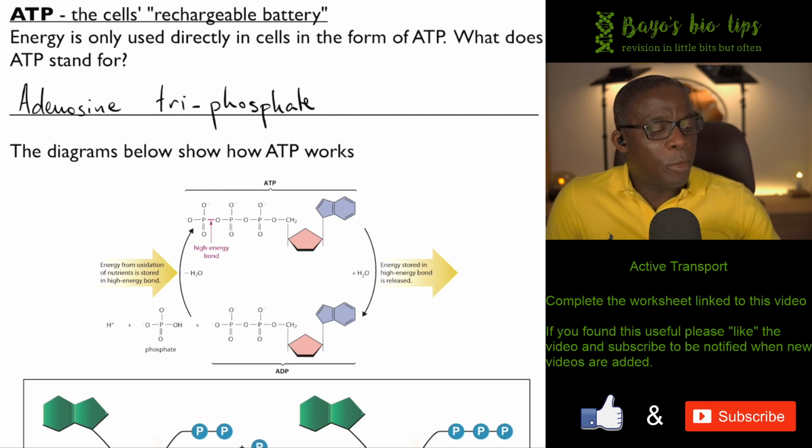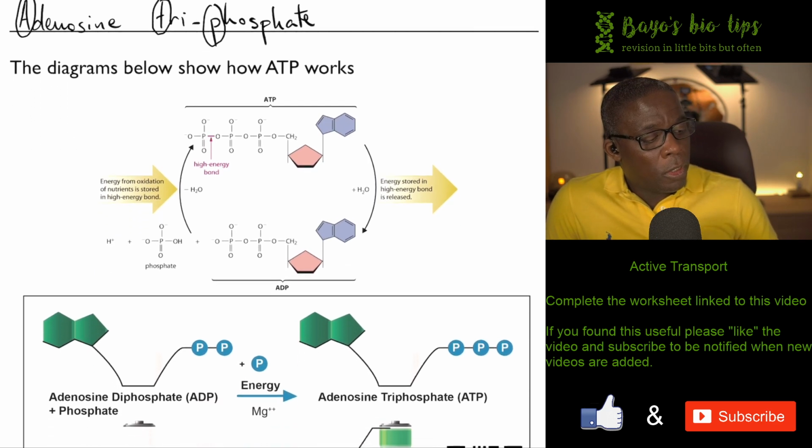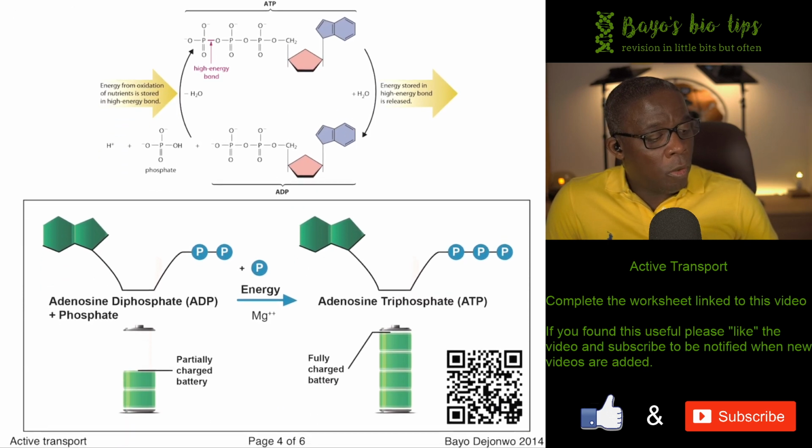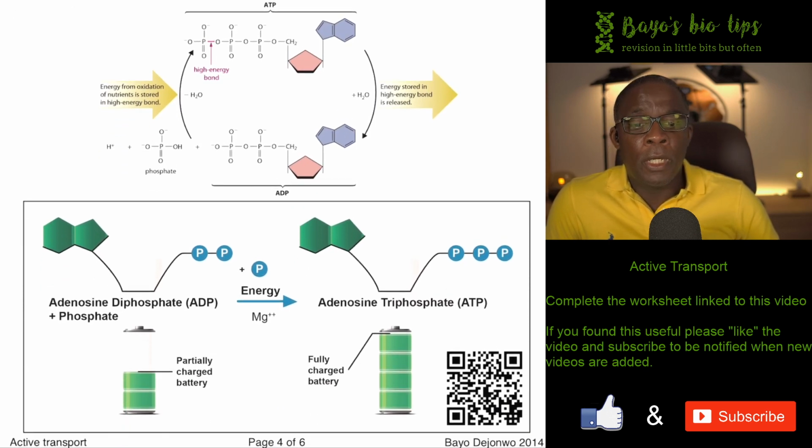So that's ATP. A for adenosine, T for tri, and then P for phosphate. And that simply means that the ATP has 3 phosphate groups attached to it. So that's in its charged form, so to speak. So we can think of ATP as being a bit like a rechargeable battery.